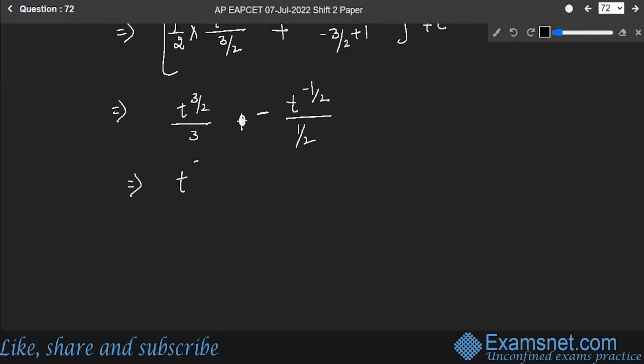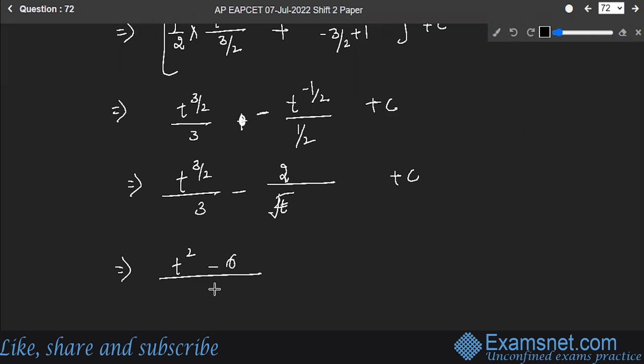So this is equal to t raised to power 3 by 2 upon 2 minus 1 upon 2 upon t raised to power, or you can say simply root 2 plus some c. So this will be t square. Let's take the LCM. T square minus 6 upon 3 root t plus some c.